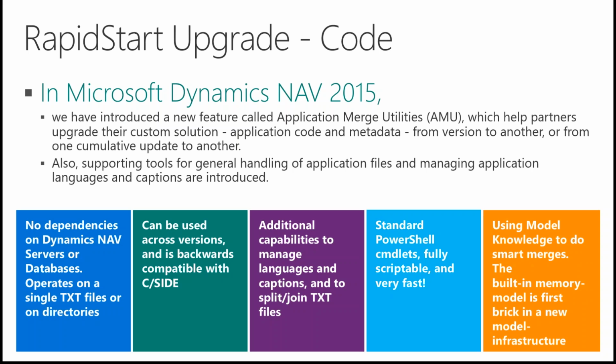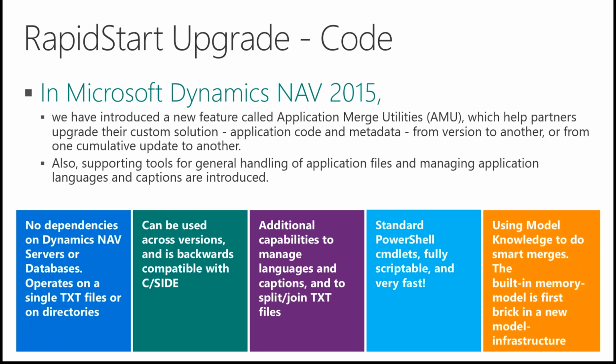And if you're on version 2009, PowerShell did not exist. When we implemented NAV 2013 R2, we implemented PowerShell, and so you basically can write batch command scripts and PowerShell scripts to do the merge utilities, and you can run them, and they're very fast and very reliable as far as giving you the delta and applying that to the new version.